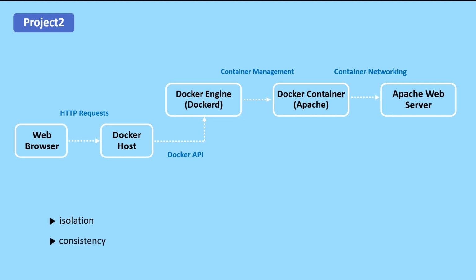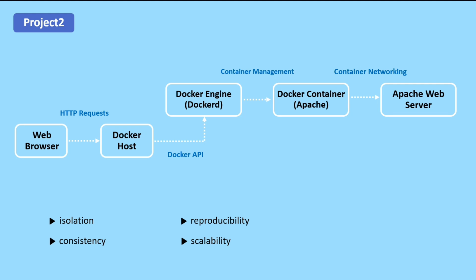Secondly, consistency. By packaging the Apache web server and its dependencies into a Docker container, developers can ensure that the application runs consistently across the different environments, such as development, staging, and production. Thirdly, reproducibility. The Docker images are portable and can be easily shared with others, making it easy for developers to reproduce each other's work. Fourth is scalability.